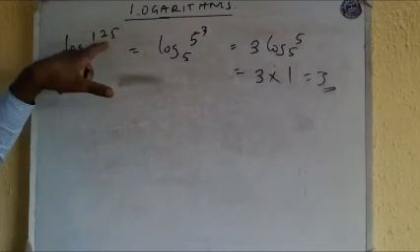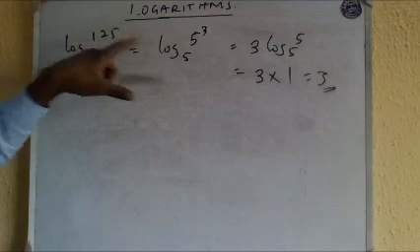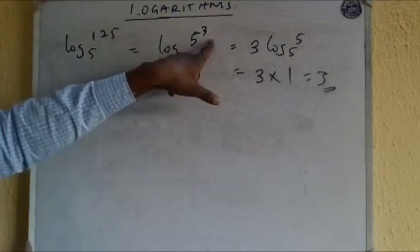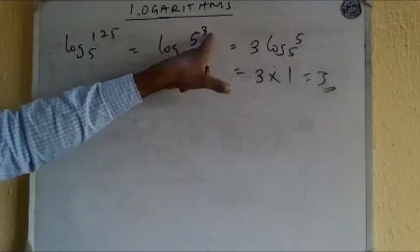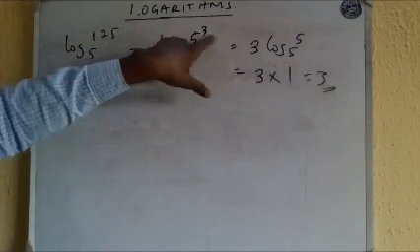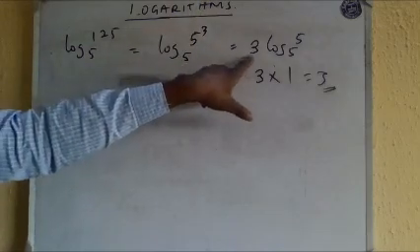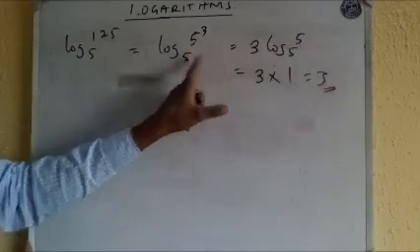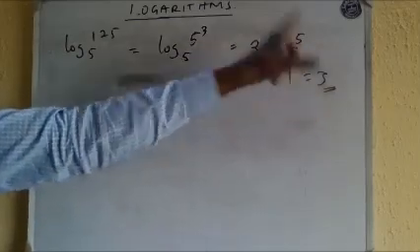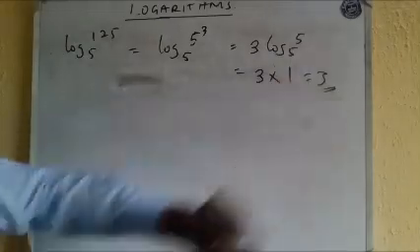You understand? Just express it as the power of its factor. So I've expressed it as the power of its factor, and this power here will come down. Remember, I told you one of the laws. This one will come down and become the coefficient, and you now have it as 3 log 5 to base 5. 5 to base 5 is actually 1. So 1 times 3 is 3. That can be done like that.